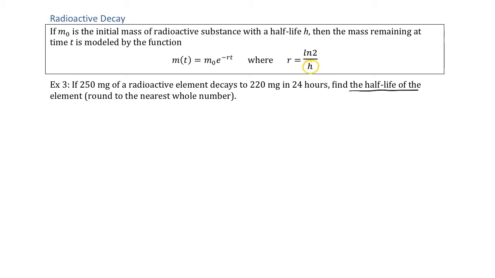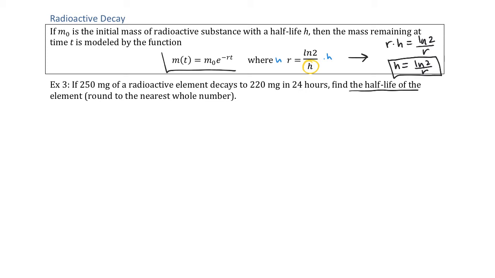All right, using this formula, if I multiplied both sides by h, and then I would get r times h is equal to ln of 2, and if I divide both sides by r, the half-life is ln of 2 divided by the rate. So if I could figure out the rate, then I'd be able to find my half-life.